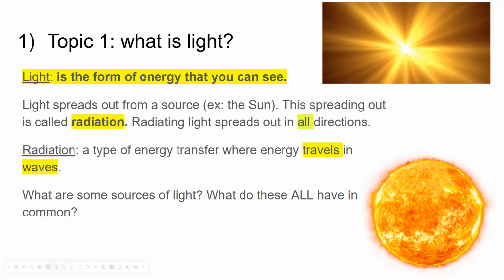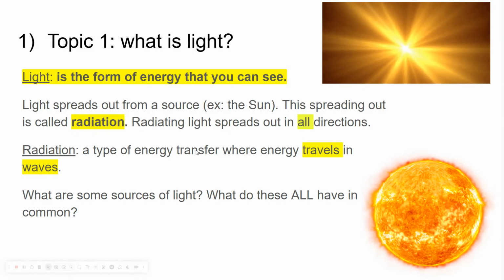So anyway, what the heck is light? Well, light is a form of energy. And really, it's the form of energy that you can see. That's how we're going to define it. So we know that from any light source, that could be the sun, it could be a match, anything that's giving off light, we would say that those light sources are radiating light. Light spreads out and we call that radiation.